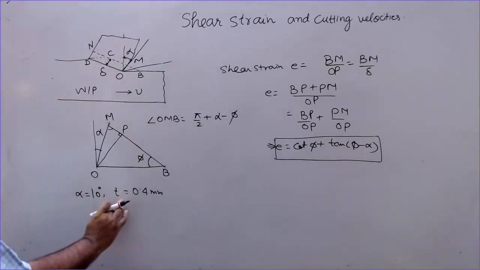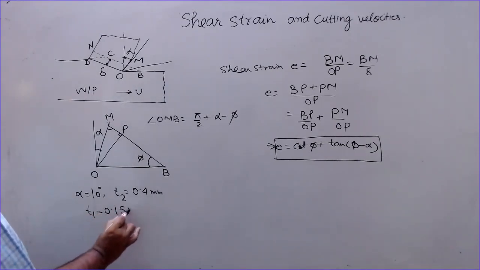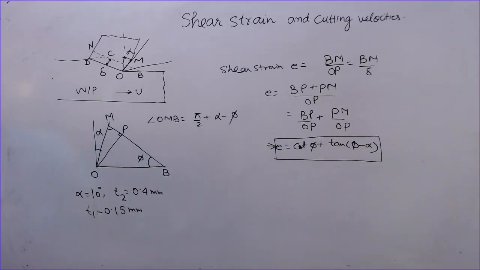T2, sorry, T2 is 0.4 mm and the uncut thickness is 0.15 mm. Determine the shear plane angle and the magnitude of the shear strain. So we have to find the shear plane angle, meaning the position of the shear plane. That means you have to find phi, and the shear strain also you have to find.